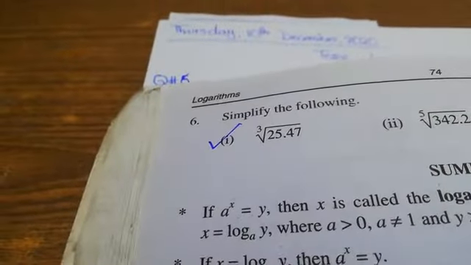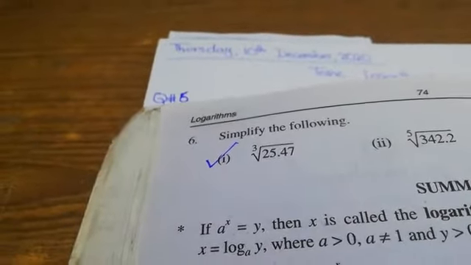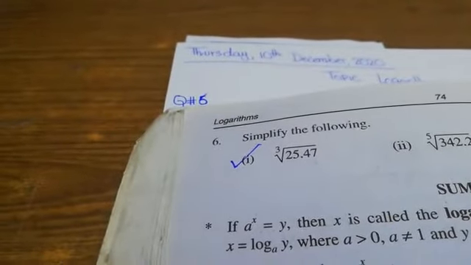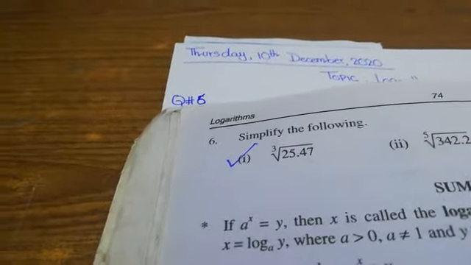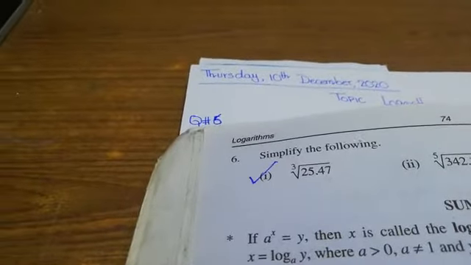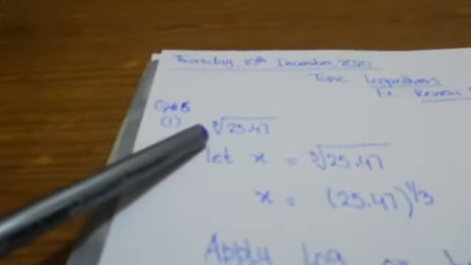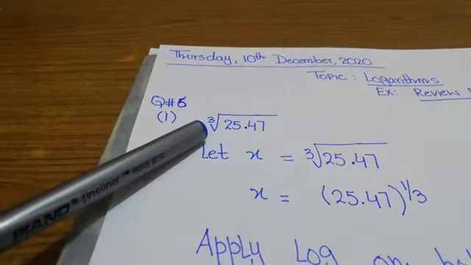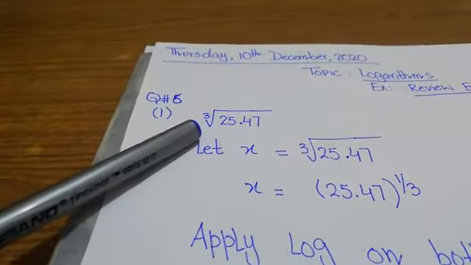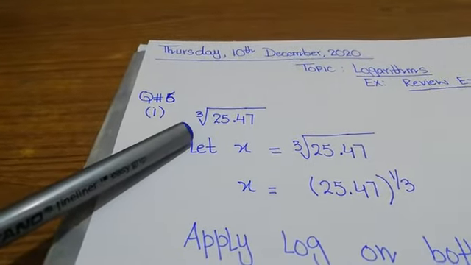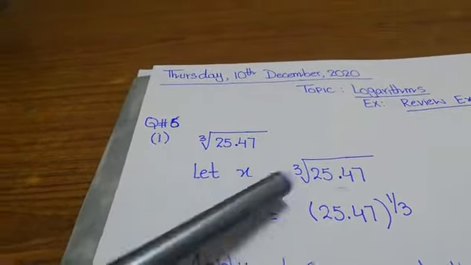Okay students, now we have the last question of review exercise 3, and the last question is simplify the following. You have to simplify the question with the help of the log. And the first part is cube root of 25.47. It means you have to solve this question with the help of log. And if you remember, such type of questions we have done in exercise 3.4. Clear? So remember the steps of that exercise. Now let's see the solution.